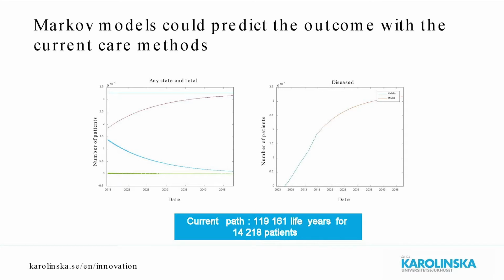So here you can see, if I follow the current path, the number of patients that have died over time, the number of patients that will be in between care events over time, and the number of patients that are inside the hospital in some care state. So I can see that on the current path, this patient group will have in total 119,161 life years. That's actually the area here between this one and that one.